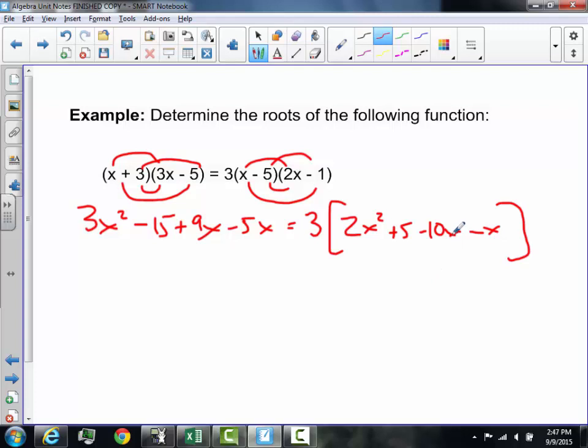The next things you do, you can do probably in any order you want. You could combine these like terms here, and then times by 3. Or you could times it all by 3 and then combine like terms. I don't really care what order you do it in, but that would be a plus 4x minus 15. And this would be a 6x squared. You'd have a 15 at the end. What is that, minus 11 times 3? So minus 33.